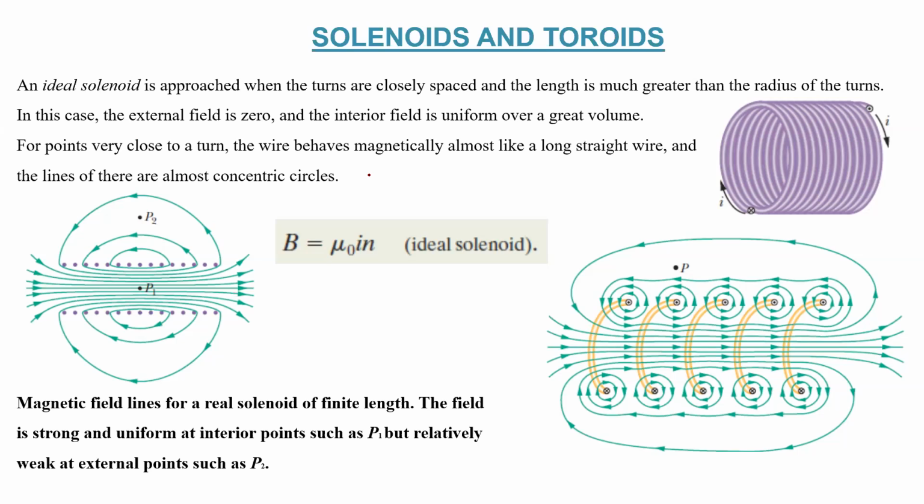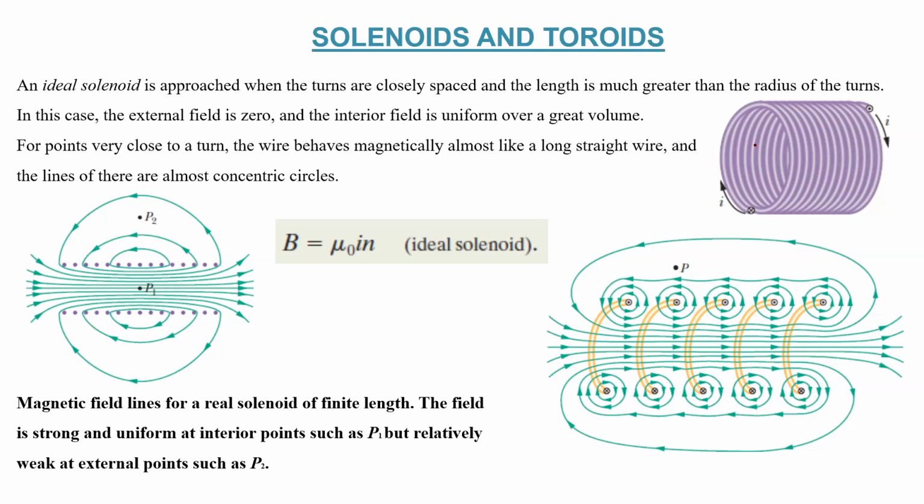So solenoids and toroids. There are two applications of this circular current carrying loop and straight conductor, which we have studied. If we try to apply such phenomena in the physical world, there are many devices where solenoids and toroids are needed from an application point of view. So an ideal solenoid is approached when the turns are closely spaced and the length is much greater than the radius of the turn.